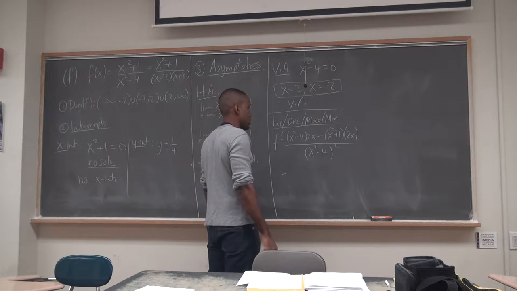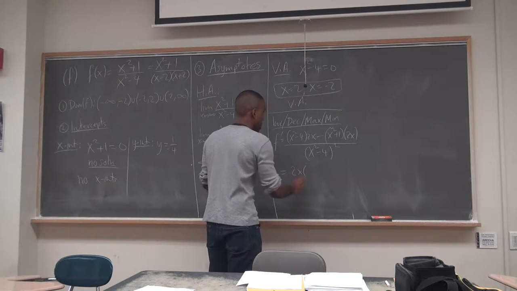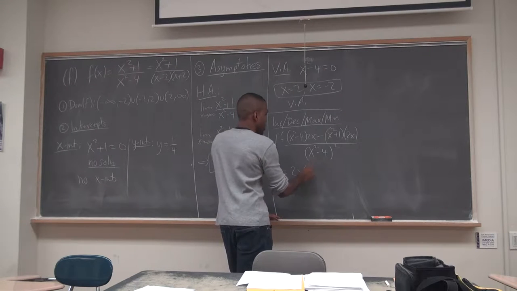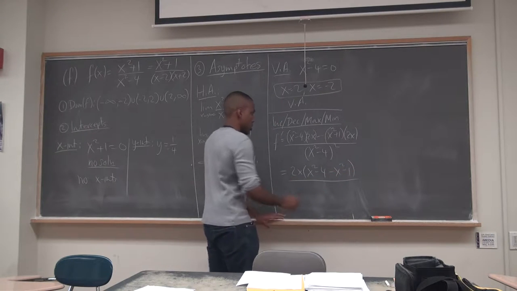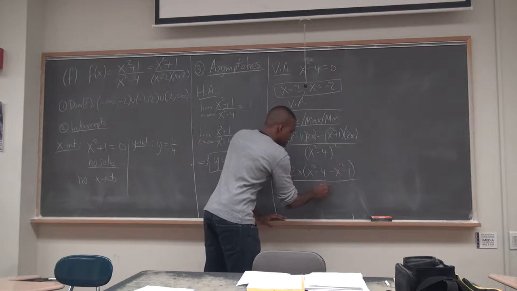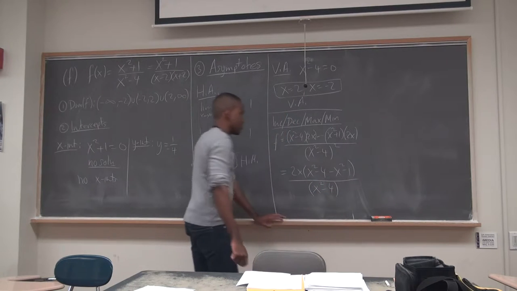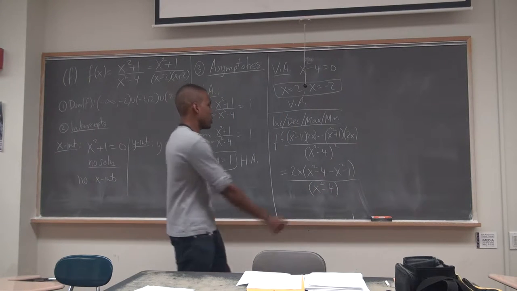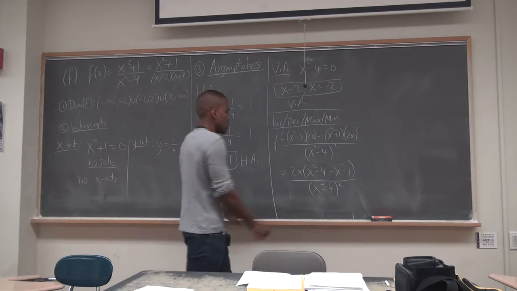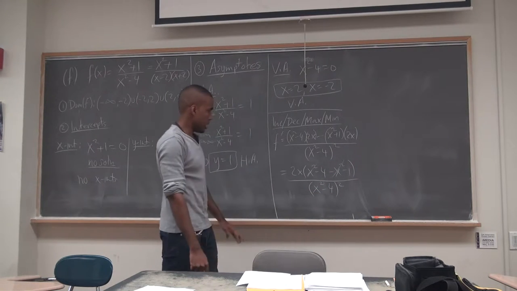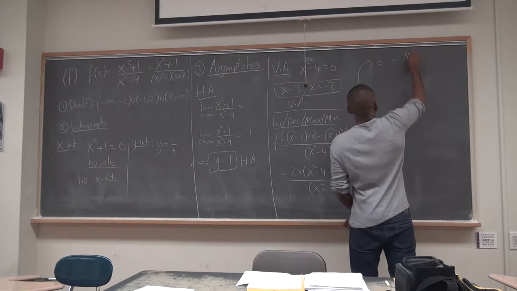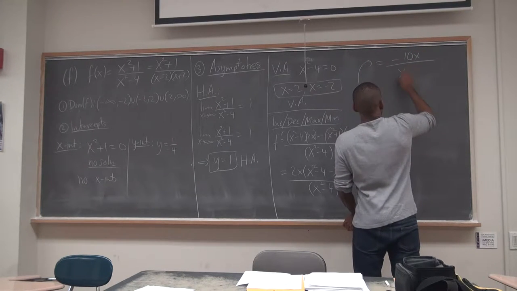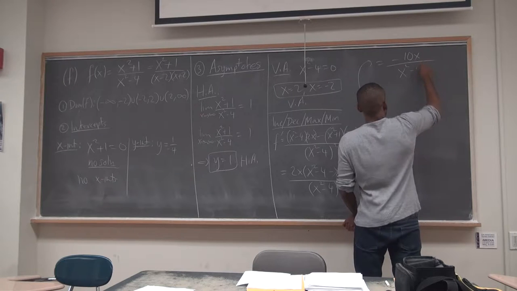So what are we going to do here? Well, 2x is a common term. I can factor that out. I'd be left with x squared minus 4 minus x squared minus 1, over x squared minus 4 squared. Right? So now these x squared terms die, and I just have minus 10x over x squared minus 4 squared.